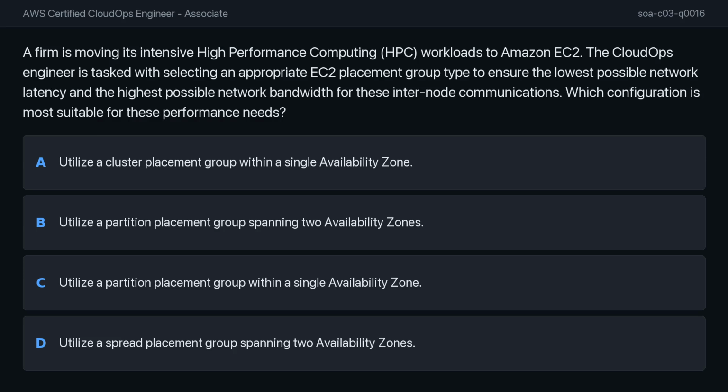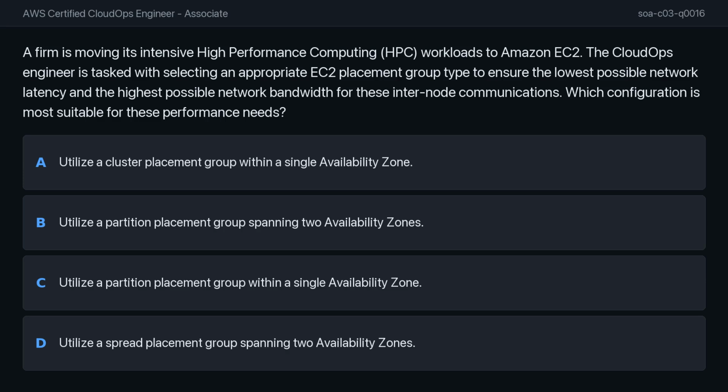A firm is moving its intensive, high-performance computing workloads to Amazon EC2. The CloudOps engineer needs to select an EC2 placement group type to ensure the lowest possible network latency and the highest network bandwidth for inter-node communications. Which configuration is most suitable?